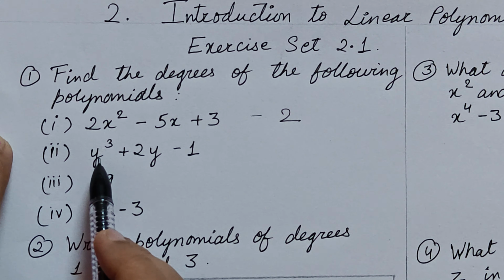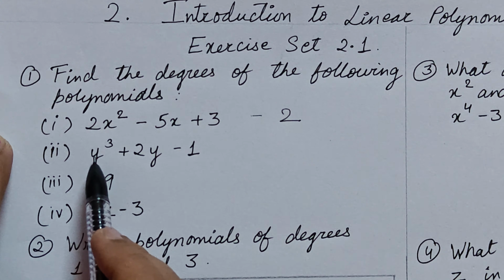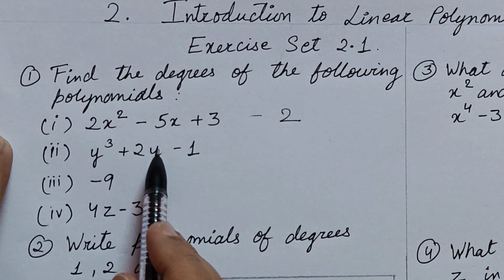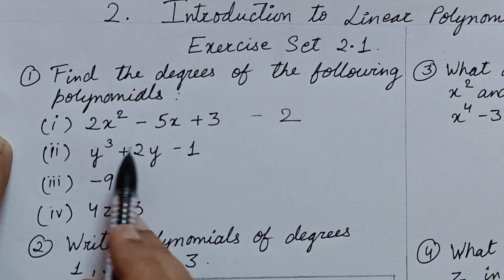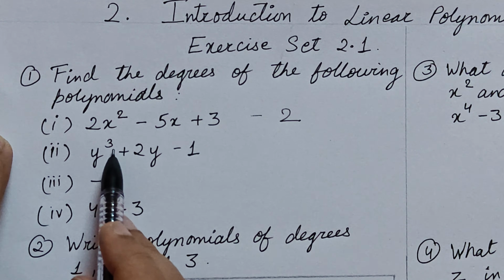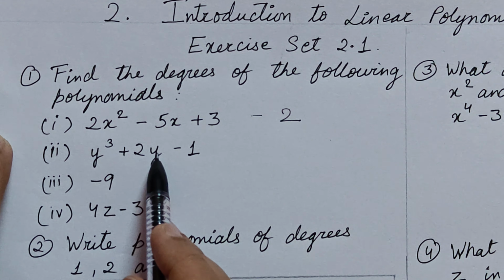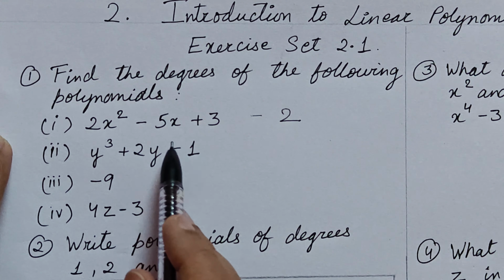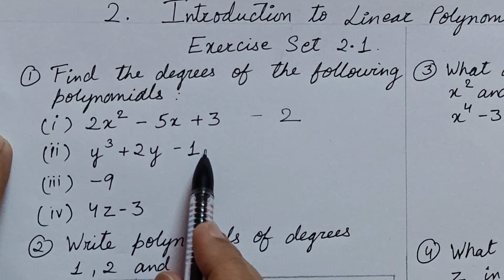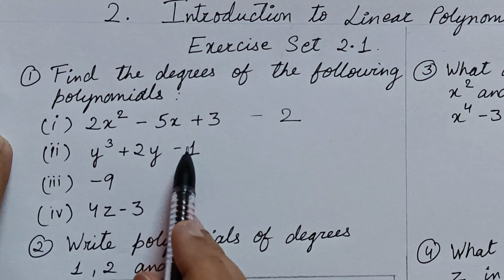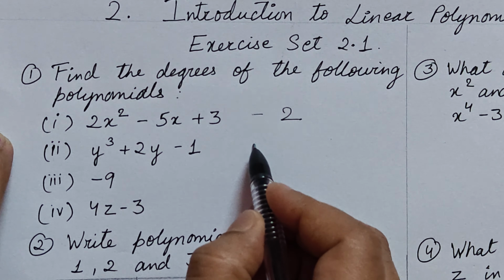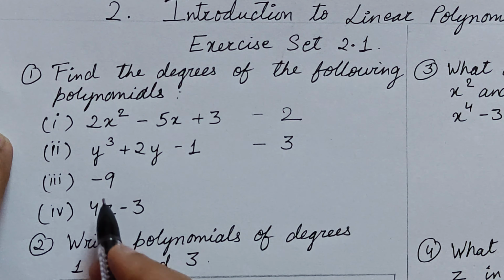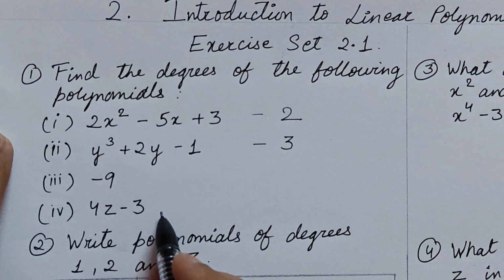Next polynomial, you can see y cube plus 2y minus 1. The power of the term with the variable y is 3. In 2y, the variable y has power 1, and here there is no variable. So among these, the highest power is 3. So the degree of this polynomial is 3.